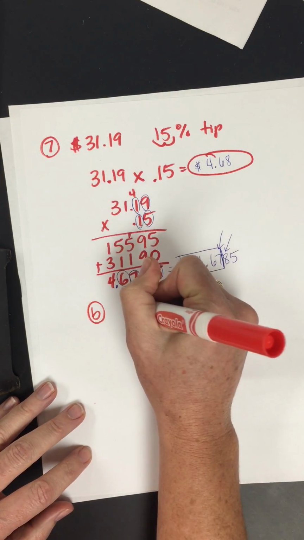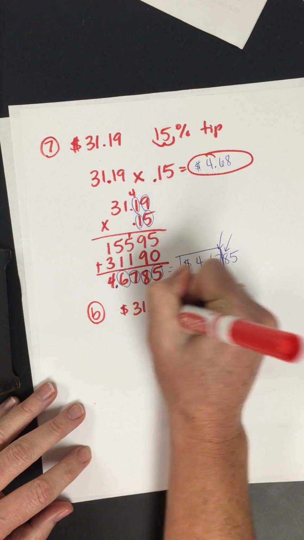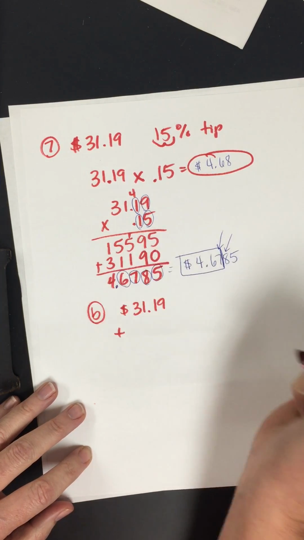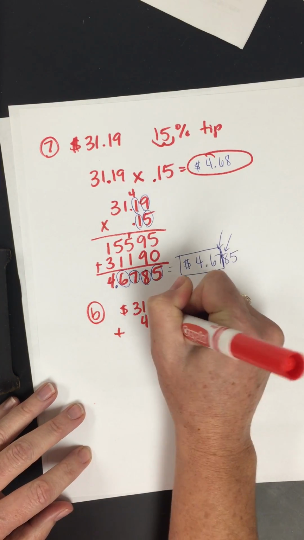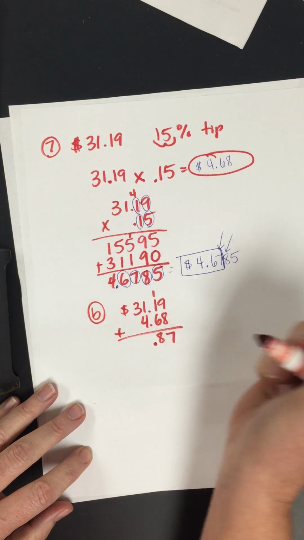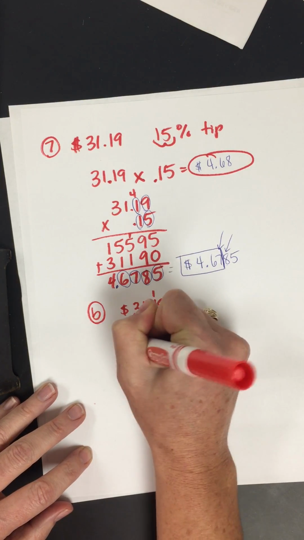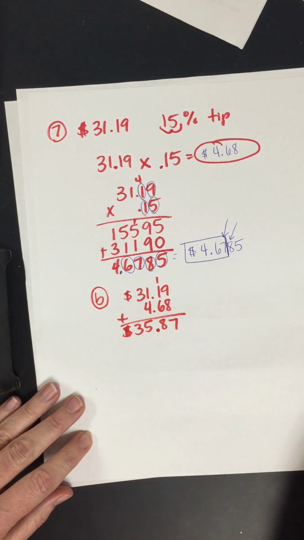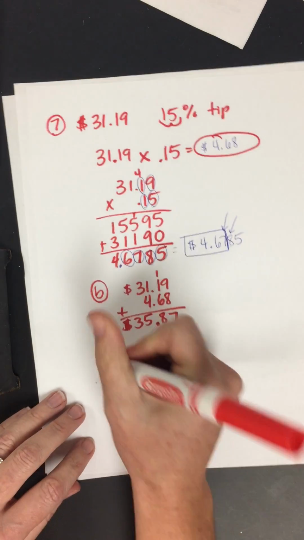B, how much is the total bill? To find the total bill, we will need to add the bill price plus the tip. So our total bill is $35.87.